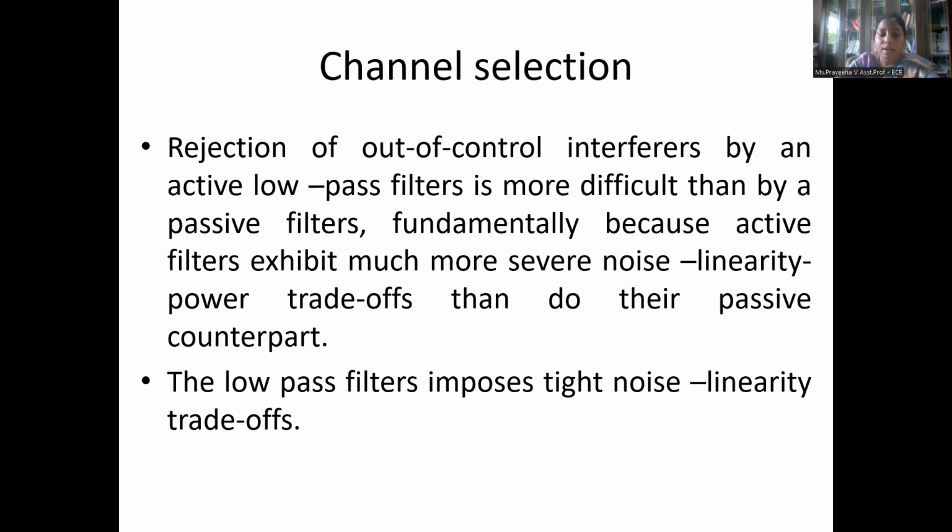Channel selection, that is rejection of a stronger out-of-band interference using an active low pass filter, is more difficult compared to passive filters. This is because active filters involve amplifying devices, which introduce noise, non-linearity, and power consumption. As a result, designing active low pass filters requires careful balancing of performance parameters.